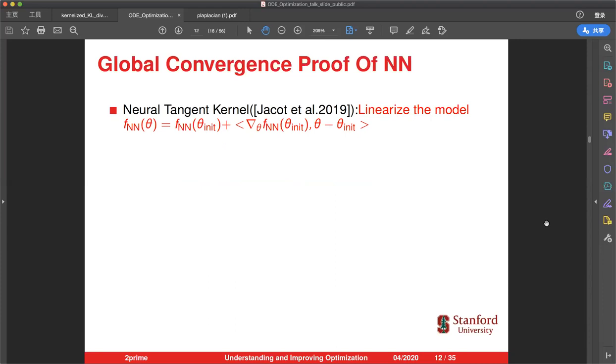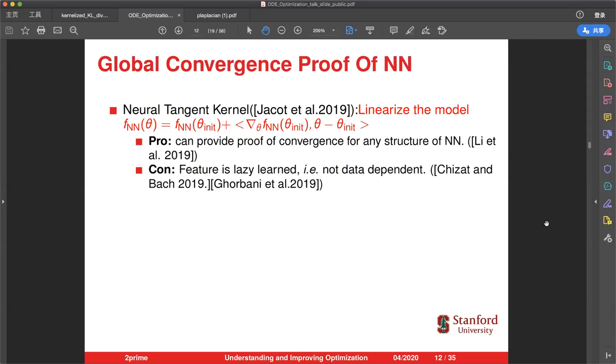Let's go back and consider the global convergence proofs of neural networks. There are two regimes. One regime is the neural tangent kernel regime, where it linearizes the model at the initialization of the weights, so that the feature map is just the gradient of the neural network with respect to the weights at initialization. So it's just a kernel model, and then you can learn a linear structure on it. The good thing is that you can provide a proof of convergence for any neural network structure, but there are also drawbacks: the feature is not data dependent, it is lazy learning. So we want to go beyond this regime.